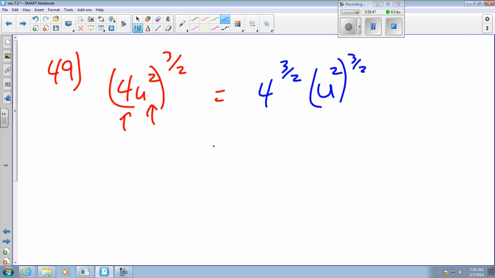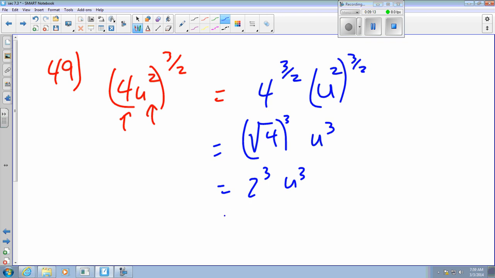If we simplify the first part, we know that this is our root number and this is our power number. So if I take the square root of 4 and then cube it, square root of 4 is 2, so I get 2 cubed. Over here, power to a power, I multiply, so u to the 2 times 3/2 gives me 3. Bringing it down, and I get 2 cubed is 8u cubed.